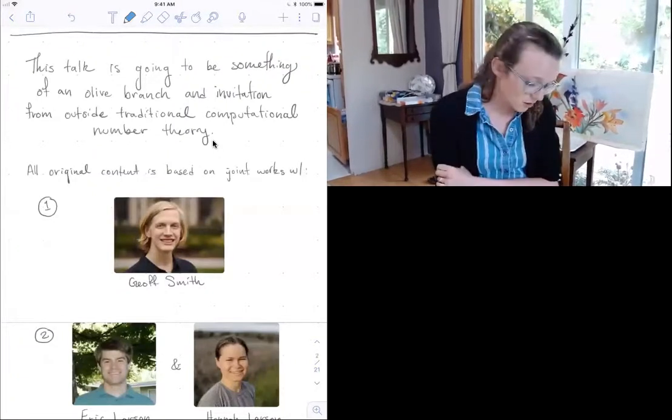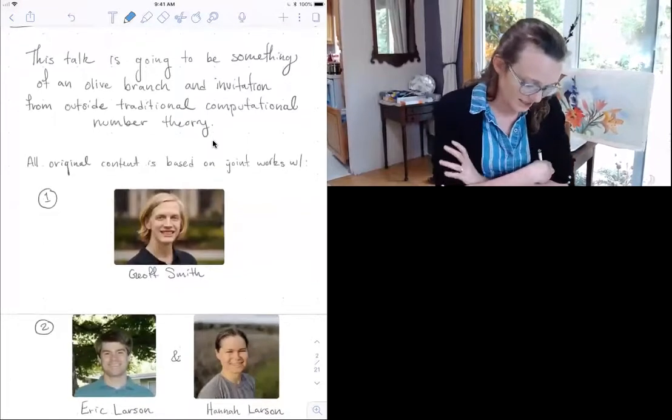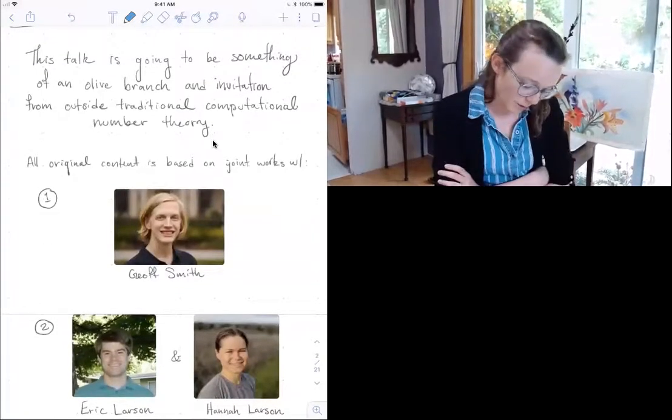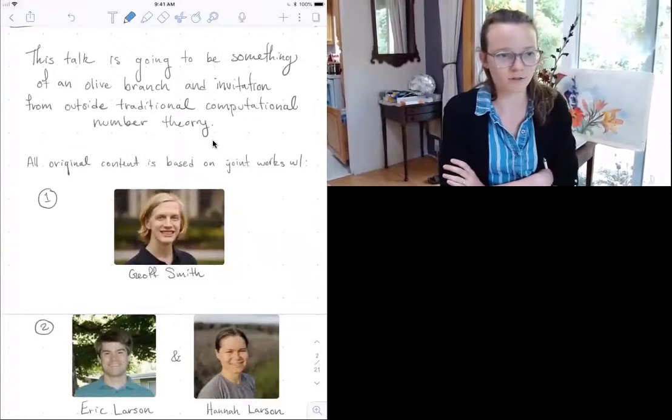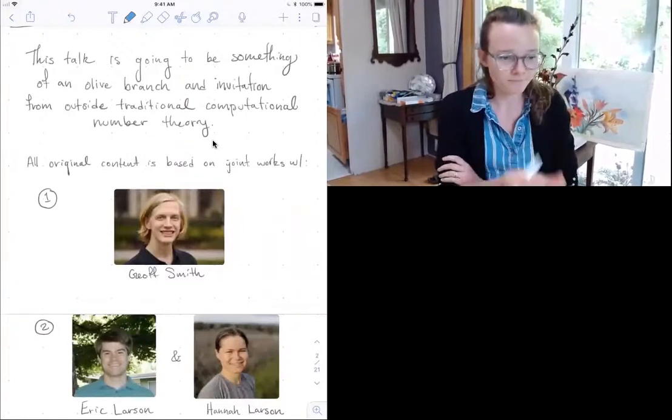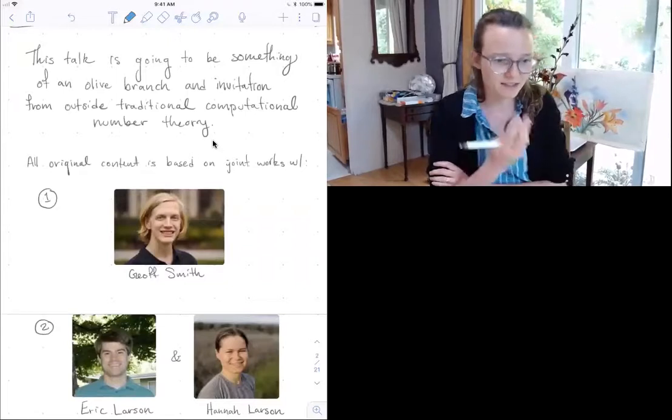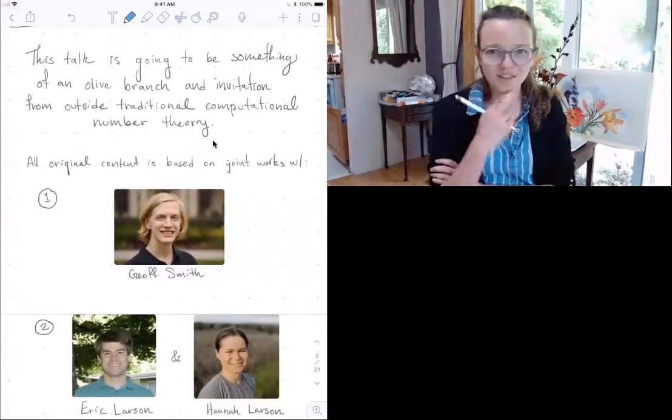So all original content that I'm going to talk about is based on joint work with either Jeff Smith or Eric Larson and Hannah Larson, who you see here. And when I get to those specific things, I'll point out my co-authors.